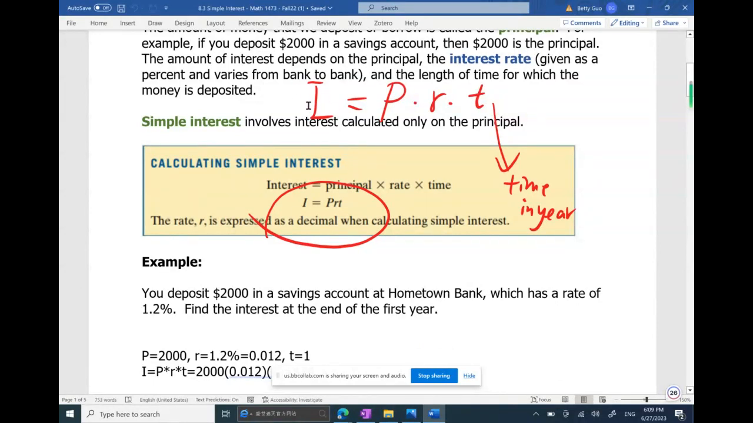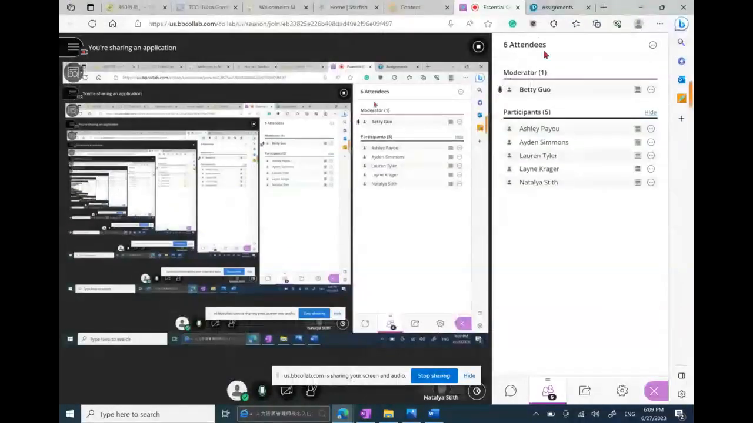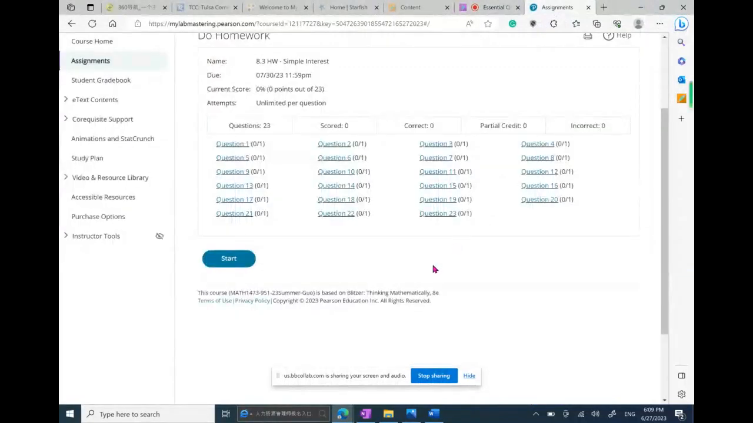So this is the simple interest formula. Very, very important. I equals P times R times T. I is the simple interest. P is the original principal. R is the annual interest rate, must be annual. T is time in years. Okay, that's the concept of simple interest and the formula for simple interest. Now let's go to the homework and work on some practice questions.